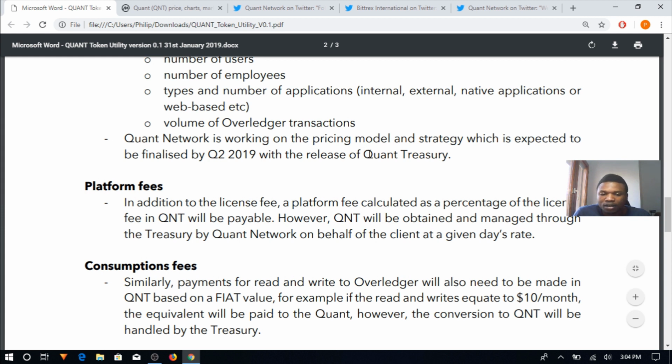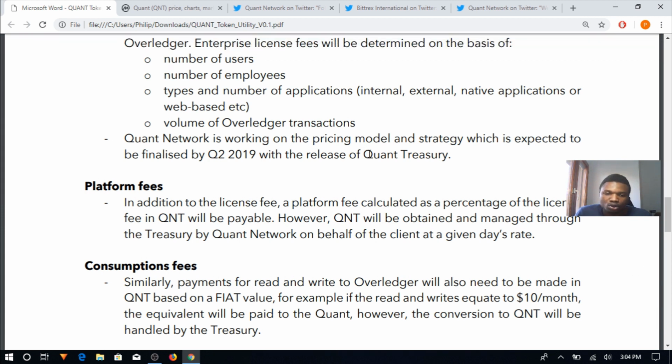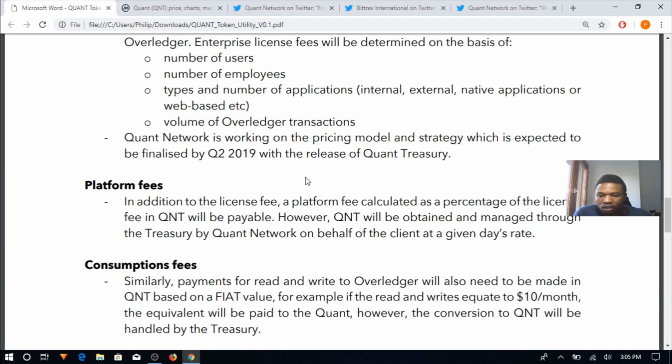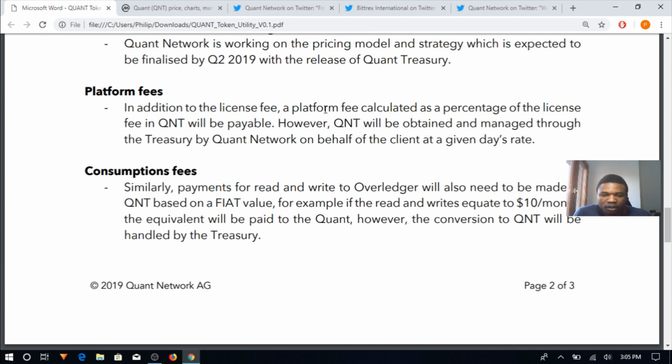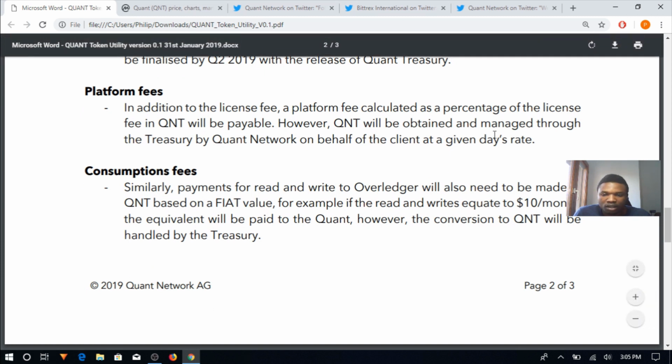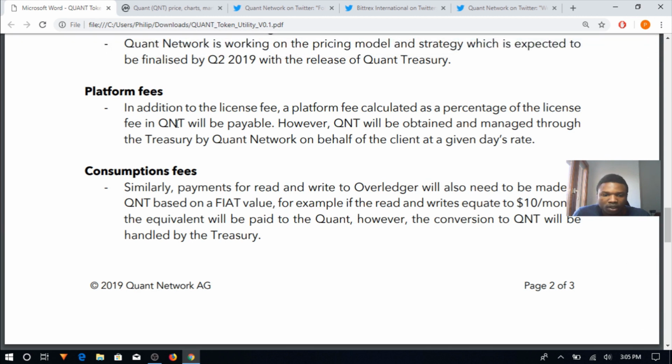So in the middle of all this, they will build a treasury to take care of everything, to oversee everything that happens within the Quant Network ecosystem. Platform fees. In addition to the license fees, a platform fee calculated as a percentage of the license fee in QNT will be payable. However, QNT will be obtained and managed through the treasury by Quant Network on behalf of the client at a given day's rate.